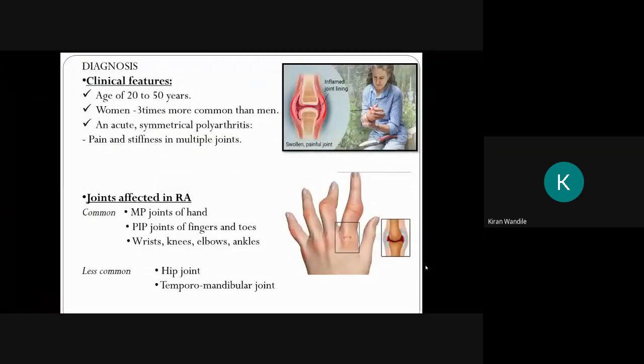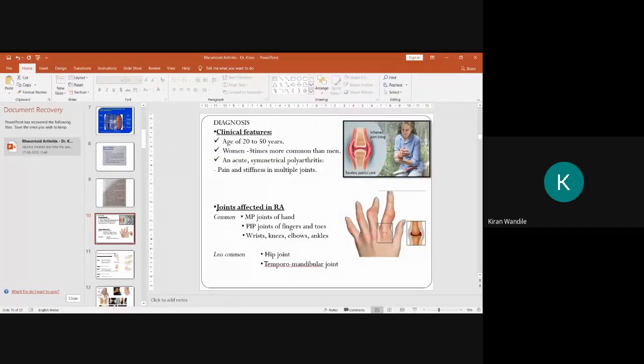It is an acute symmetrical polyarthritis. There is pain and stiffness in multiple joints. Now this is important: stiffness, morning stiffness. What is the reason for morning stiffness? This is a classical symptom of rheumatoid arthritis, morning stiffness. Why does this stiffness occur in the morning hours?